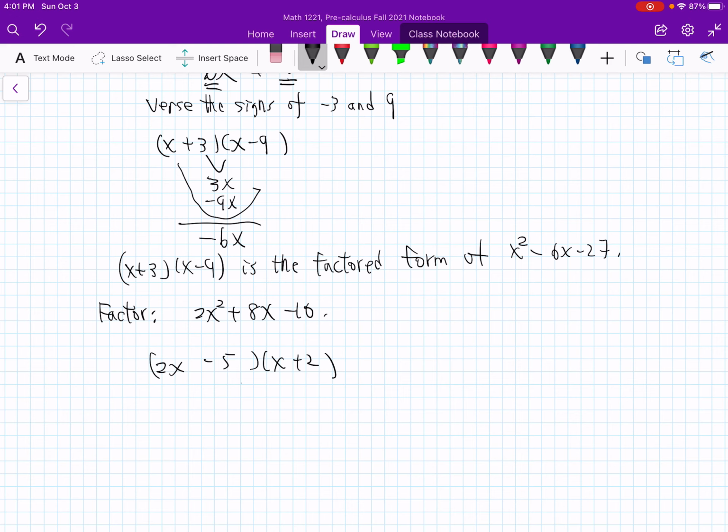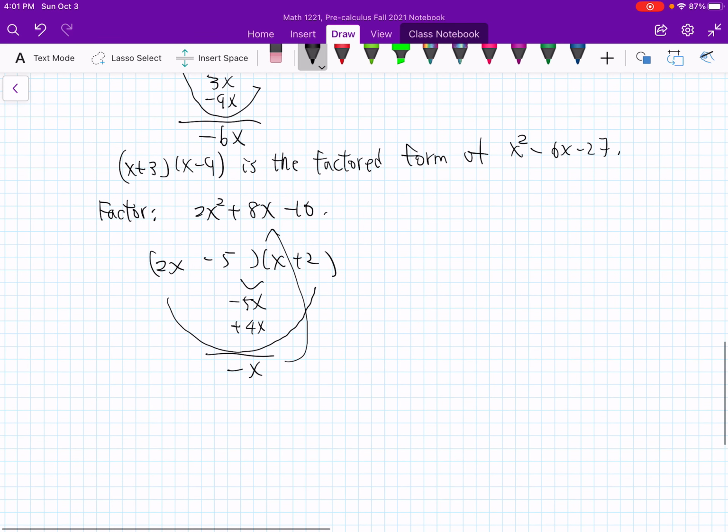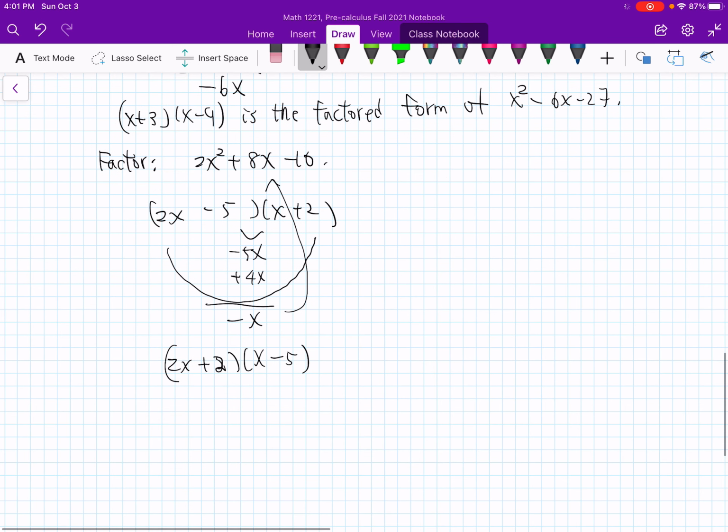So let's try the middle term. That's minus 5x and plus 4x. That obviously doesn't work because that's -x. So not even close. In this case, you might want to change 5 and 2. Let's try that again: 2x plus 2 and x minus 5. Let's check the middle term again. So you have 2x minus 10x, so the result is minus 8x.